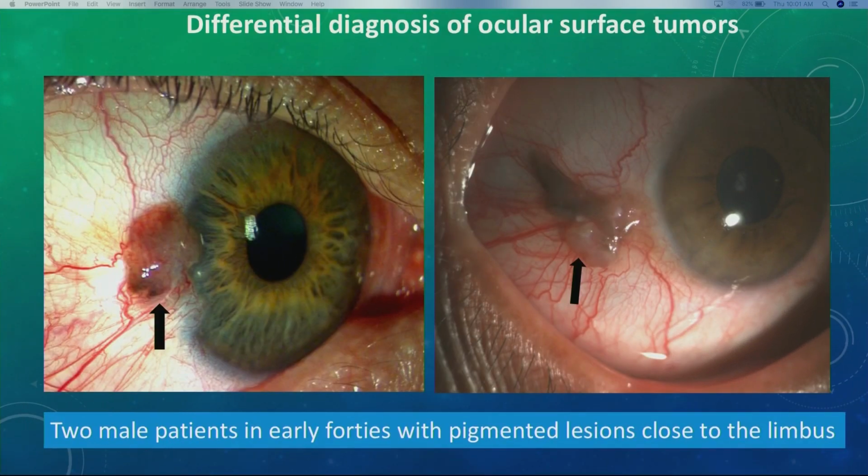Sometimes it can also guide the differential diagnosis of ocular surface tumors. So we have 2 male patients in their early 40s, and they have pigmented lesions close to the limbus in both cases. 3 diagnoses come to our mind. One is a pigmented ocular surface squamous neoplasia. You have a melanoma, and you could have nevi, which are benign, the former 2 being malignant.